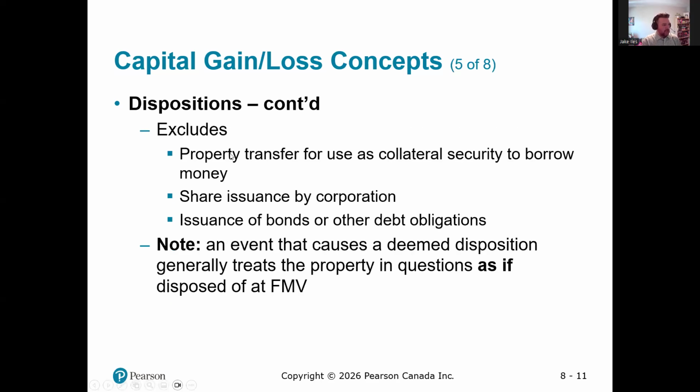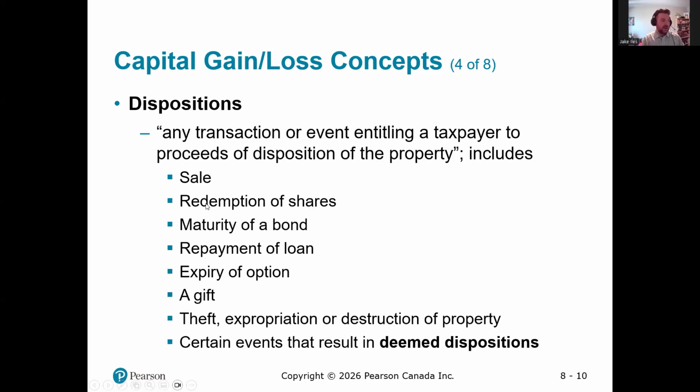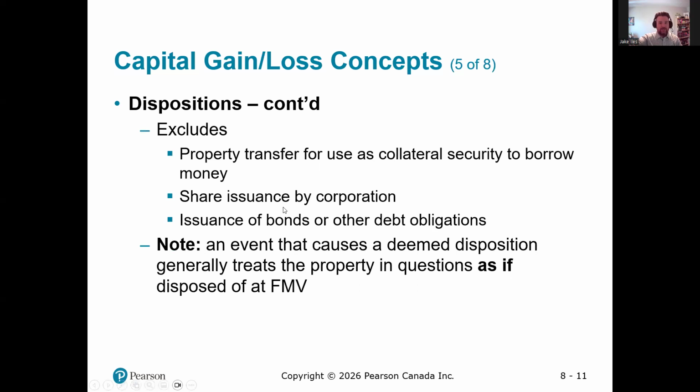Okay, so property transfer for collateral security. If I default on a loan and they take my house and it just covers the remaining balance, that will be my proceeds. Share issuance by a corporation, issuance of bonds and other debts. Share issuance is the opposite of the redemption. I'll give the corporation money, $10. They will give me a share. My cost is now $10.